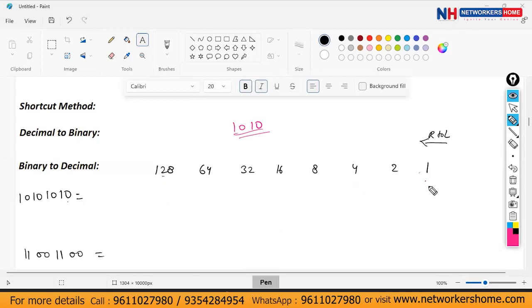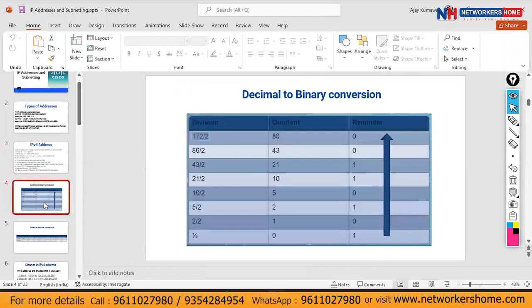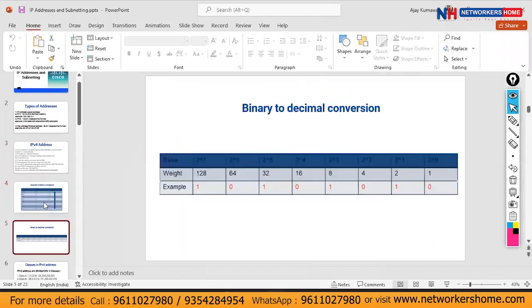Means 0101, and if there are places remaining, you can write zeros. And now if you add 8 plus 2, this is 10. So this is the binary to decimal and decimal to binary conversion. Is it clear to everyone? Online people, is it clear? Yes. Okay. So decimal to binary conversion we have seen, binary to decimal conversion we have seen.